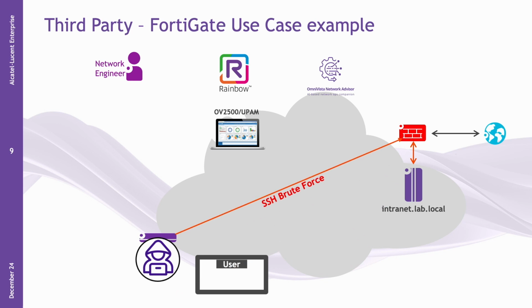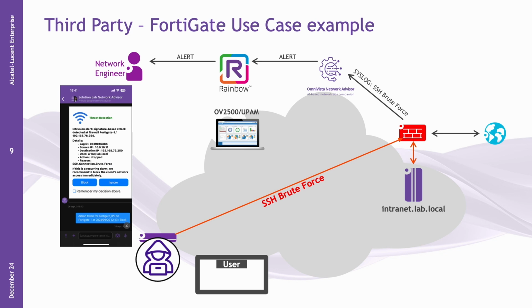server. The IDS, which in this case is built into the FortiGate, will detect the attack and send a syslog to Network Advisor. Network Advisor will recognize the pattern in the syslog, extract information about the attacker, and send an alert to Rainbow. Rainbow will then notify the network engineer. He won't need to open his laptop, connect to the VPN, and start troubleshooting. Instead, he can block the user directly from his phone.